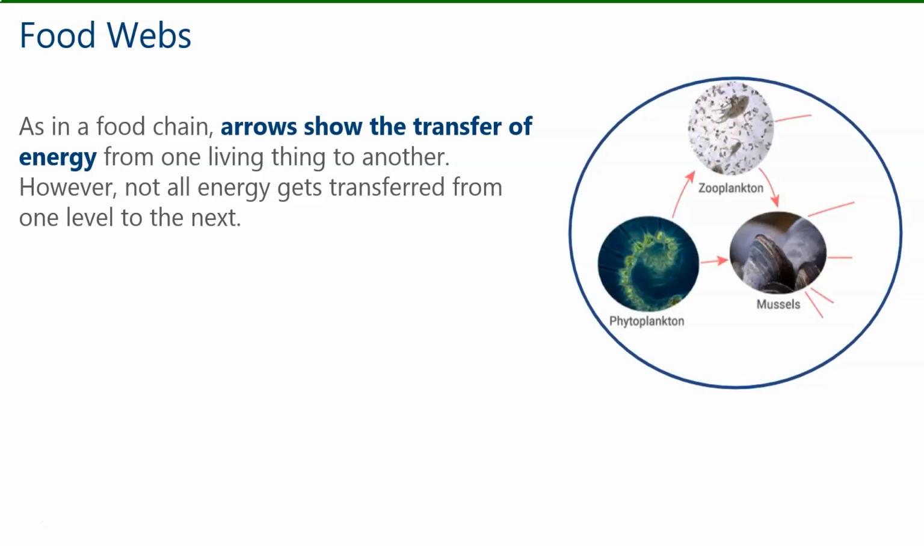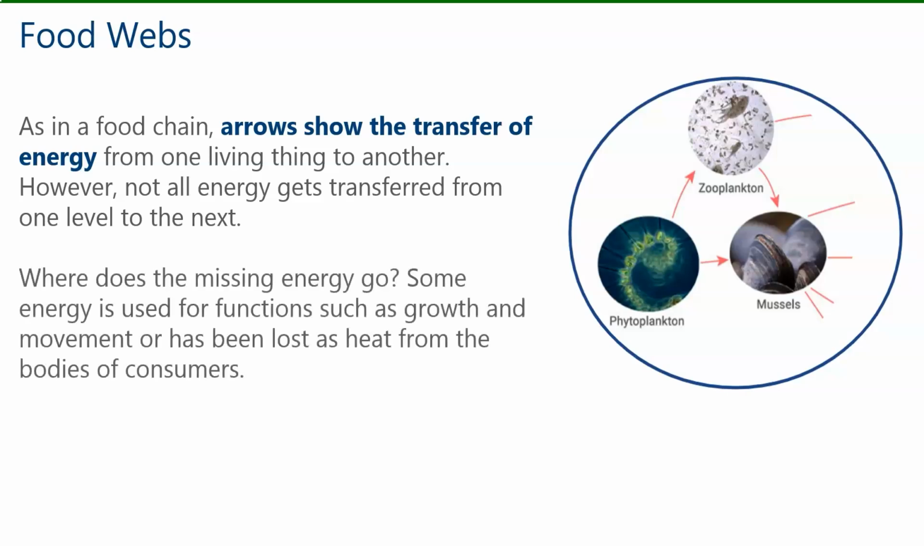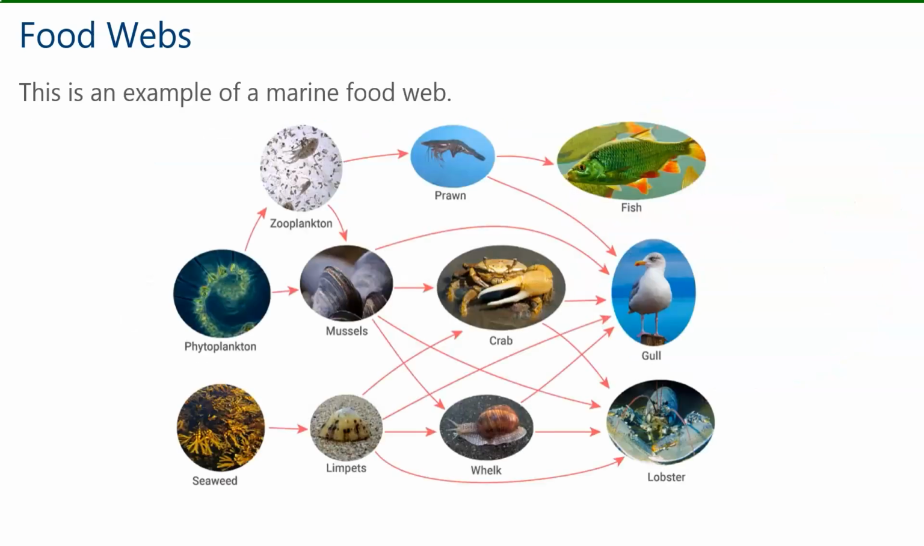However, not all energy gets transferred from one level to the next. Where does the missing energy go? Some energy is used for functions such as growth and movement, or has been lost as heat from the bodies of consumers. This is an example of a marine food web. You'll notice that it's many food chains interconnected with one another.